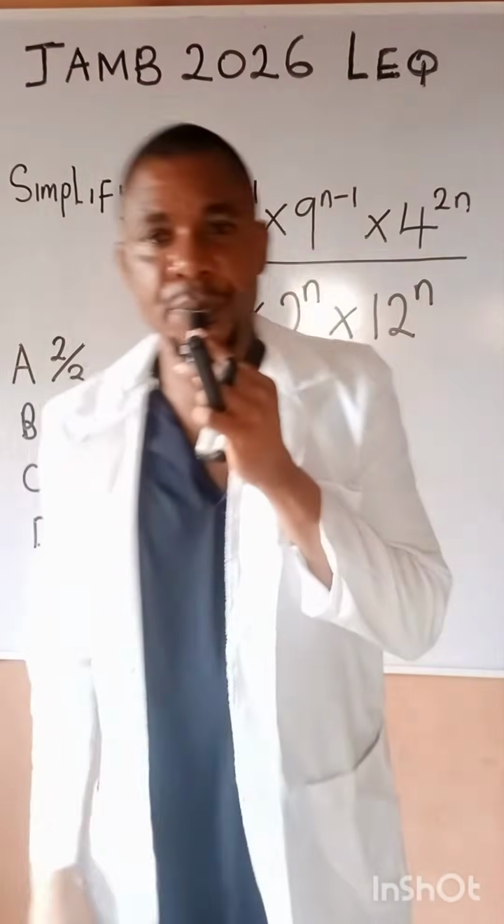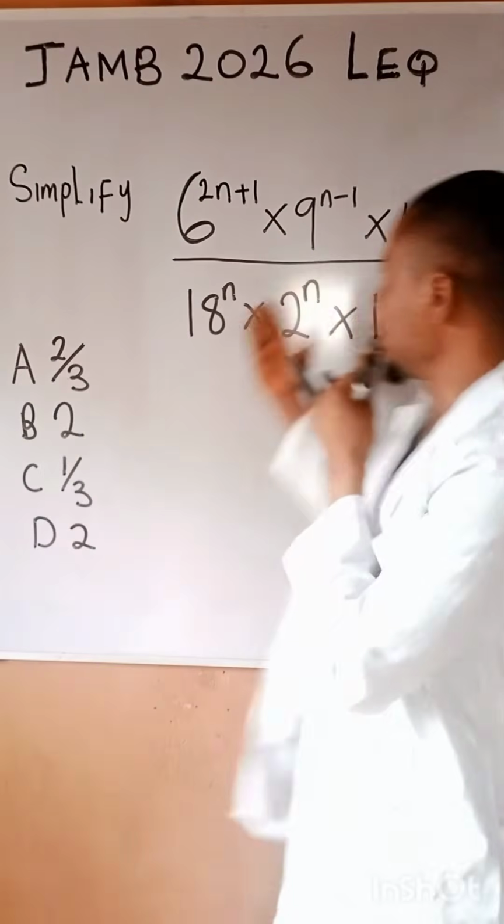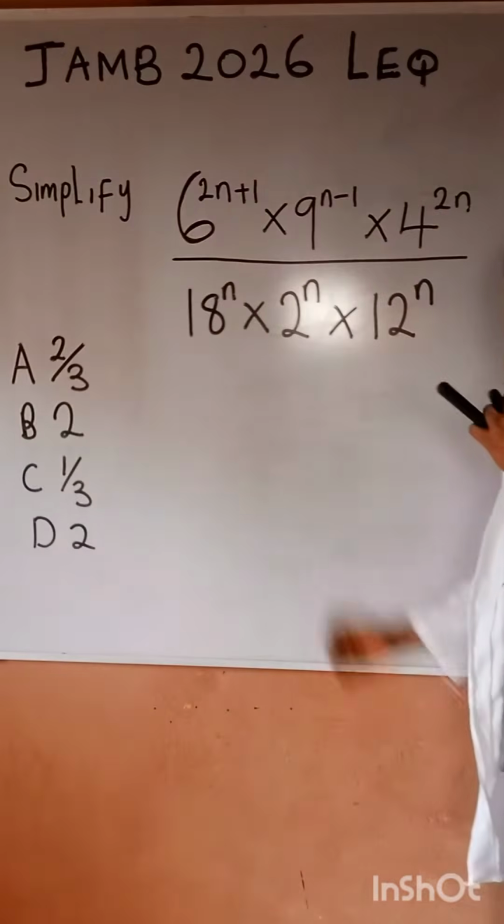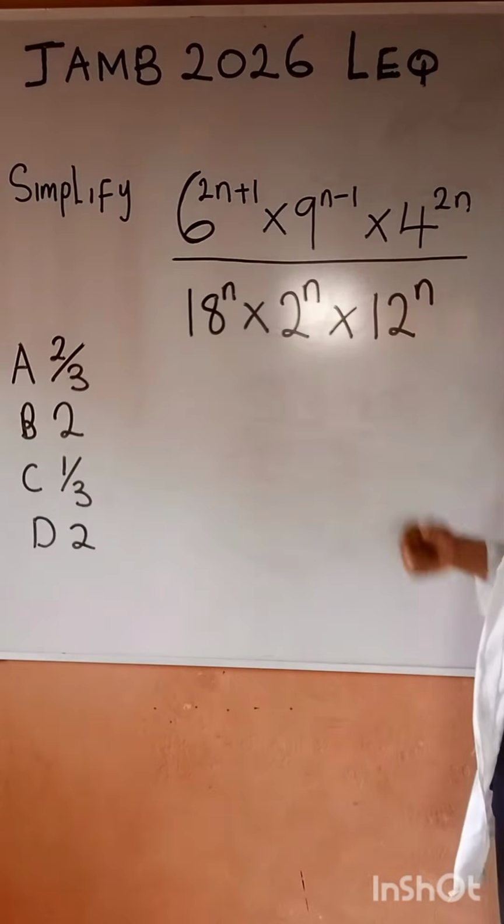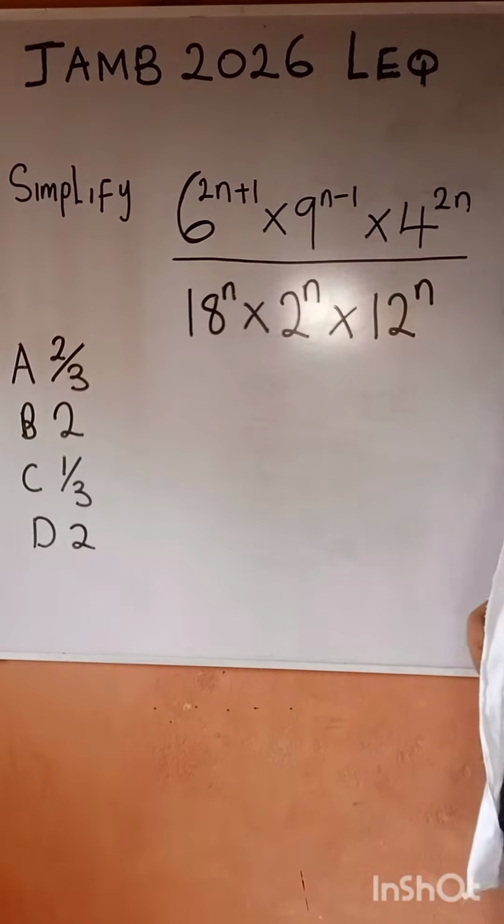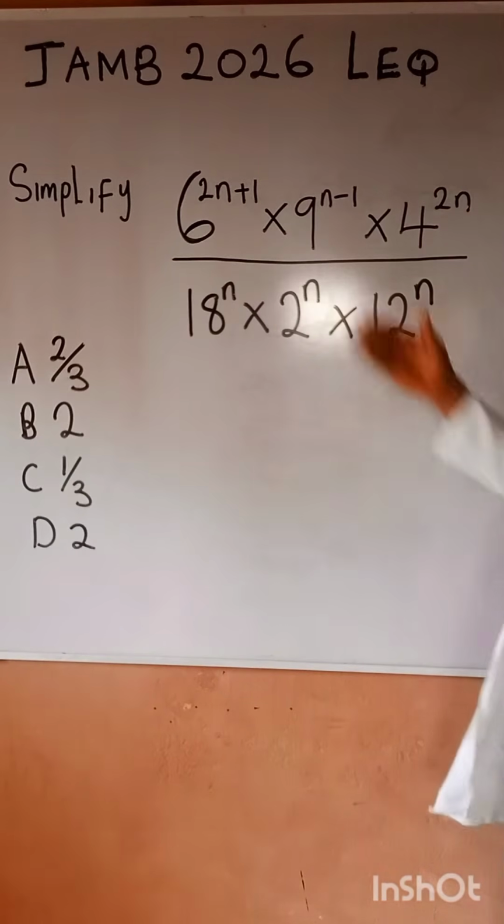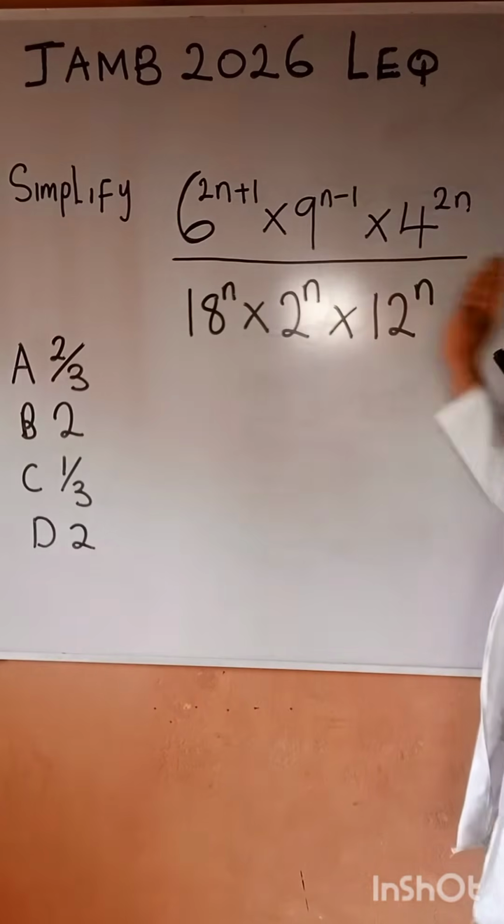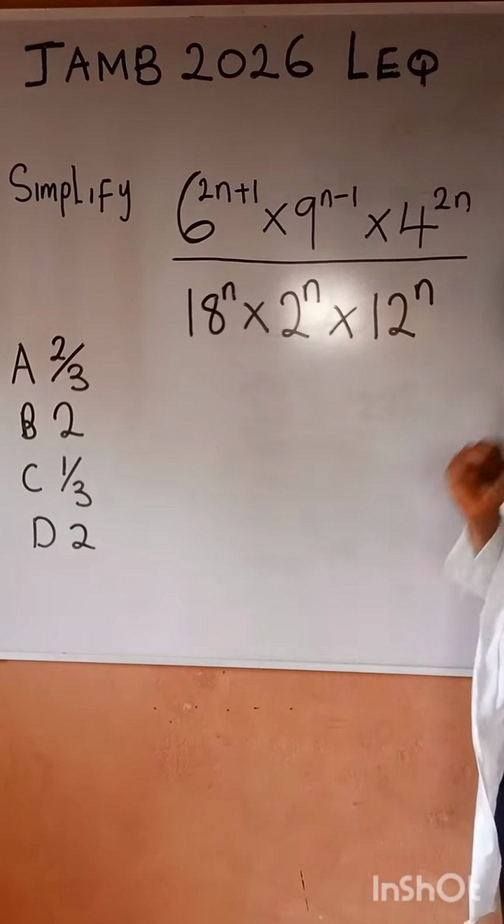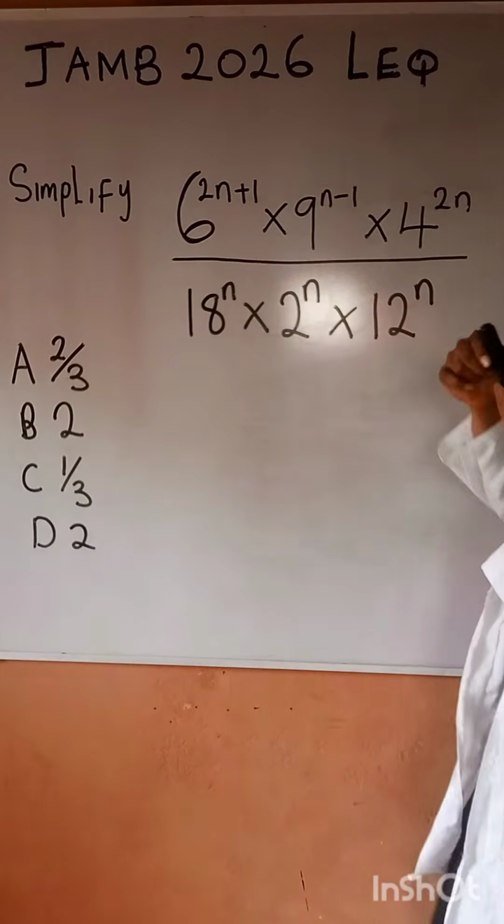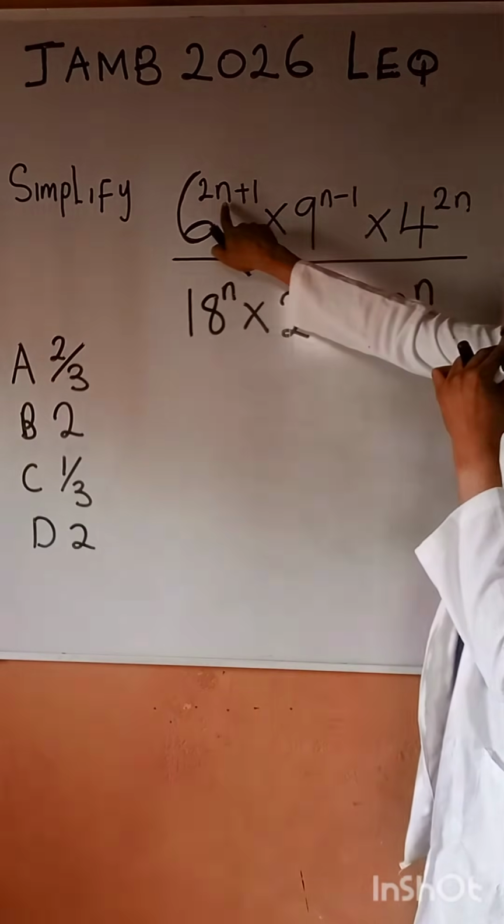All right. Let's look at this question. How we can get this particular one, this initial equation, how we can get the answer in a space of 30 seconds. You can get this answer in a space of 30 seconds if you are writing a JAMB.